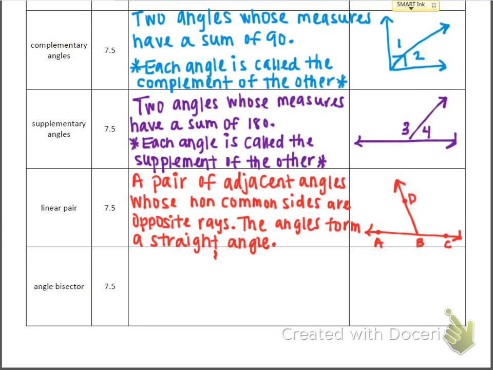Last one. And the last one is an angle bisector, which shouldn't be too bad because we have already done segment bisectors, right? So an angle bisector is specifically a ray. So remember, with a segment, it could be anything that goes through the midpoint. With an angle, it has to be a ray that divides an angle into two congruent angles.